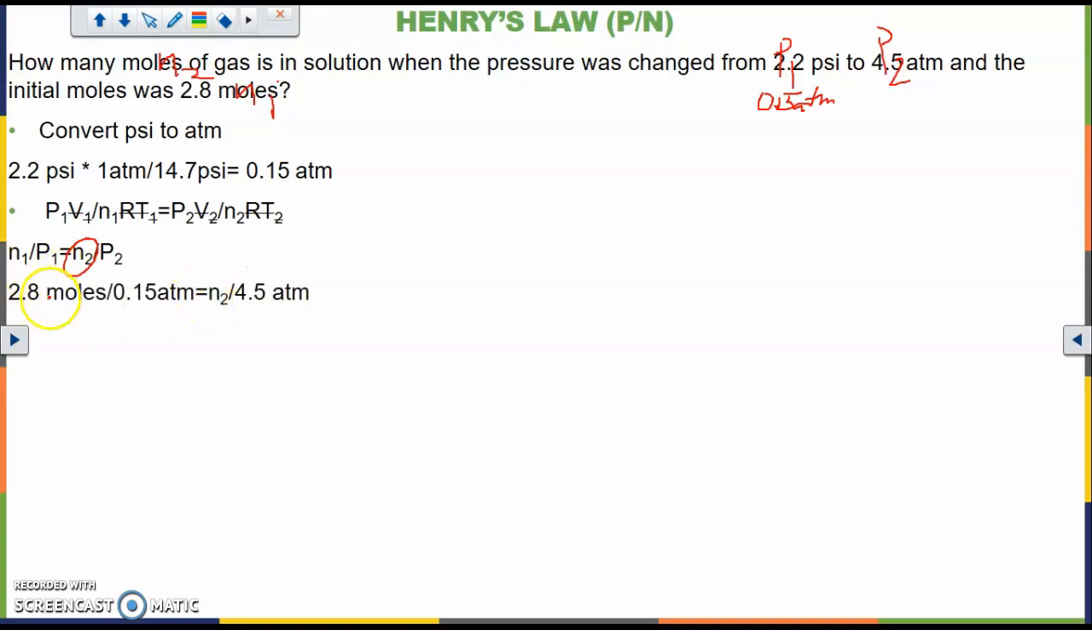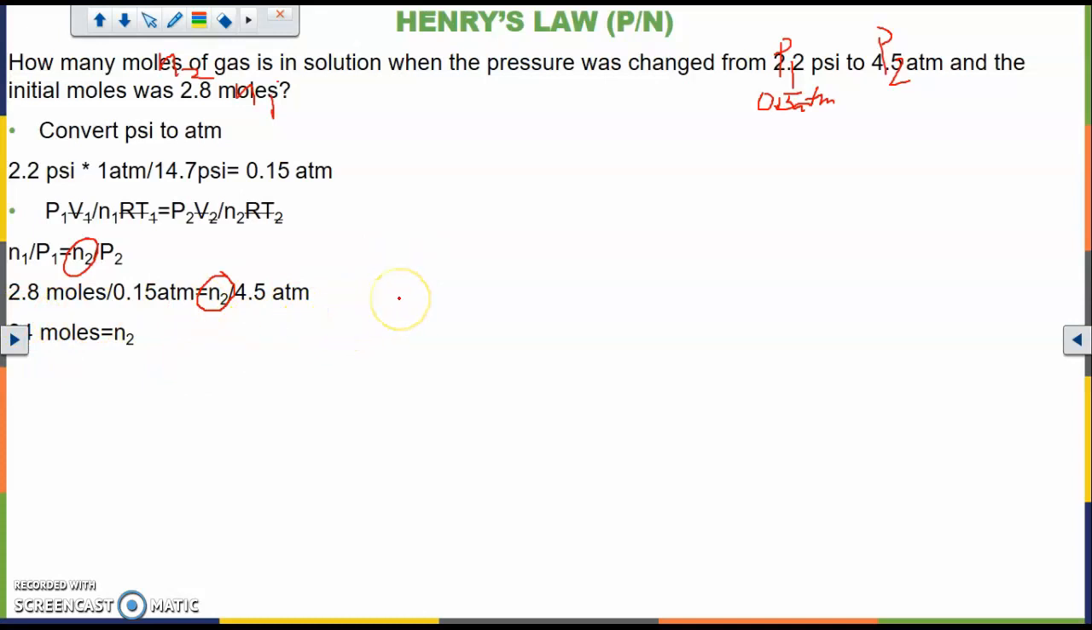Okay, so chug and plug. 2.8 moles divided by 0.5 ATM equals N2 divided by the new pressure. We don't know N2, but we know that the new pressure is 4.5 ATM. Now, this is a direct relationship because pressure and the number of moles are on opposite sides. So again, this means when one goes up, the other one has to go up as well, right? So if the pressure goes from 0.5 ATM to 4.5 ATM, this also has to increase, which means that N2 has to be bigger than 2.8 moles. And if we do the math, that is the case.